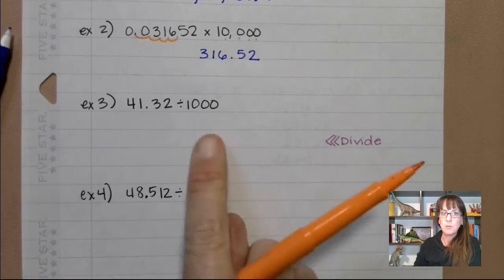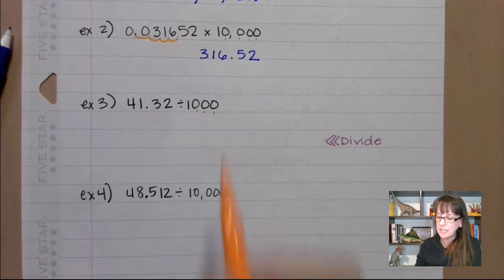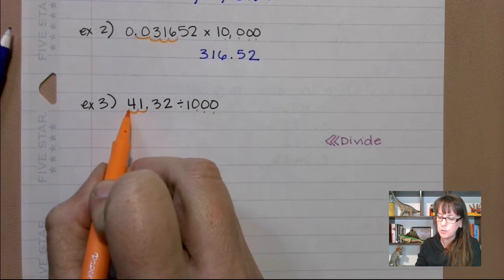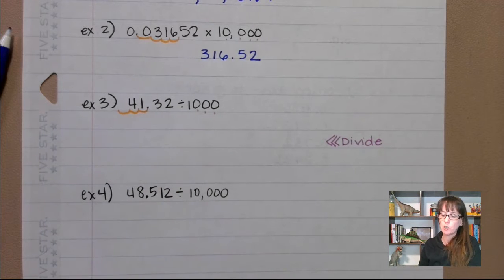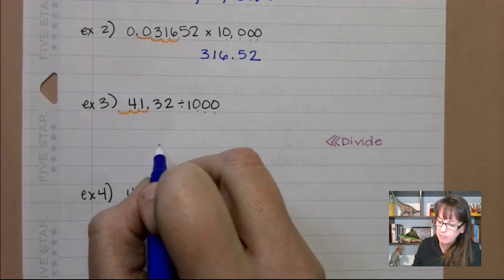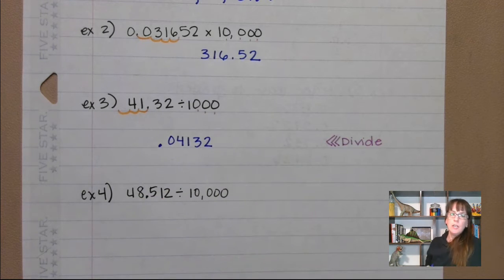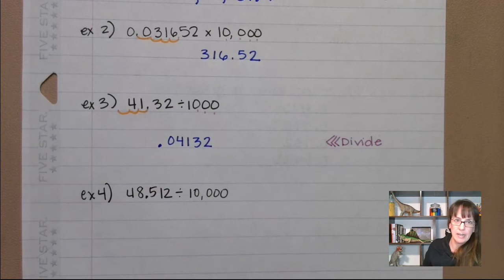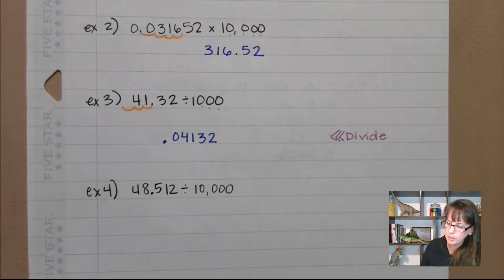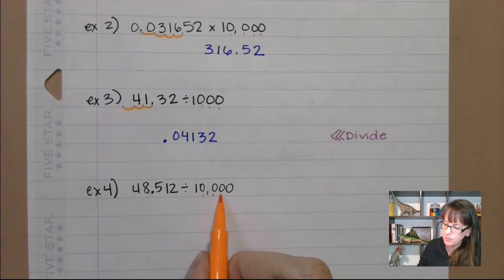In this case, we have 1, 2, 3 zeros. So we're going to go 1, 2, 3 spots, but notice we're going to have to create a spot. So we have 0.04132. Just keep that in mind: if you bunny hop an extra spot, you need to create a spot for that.